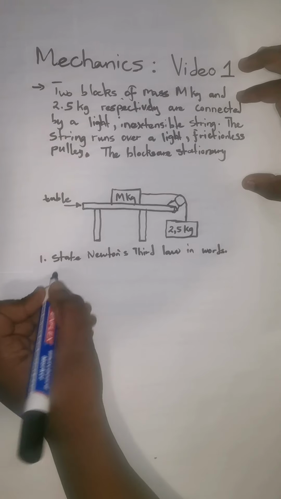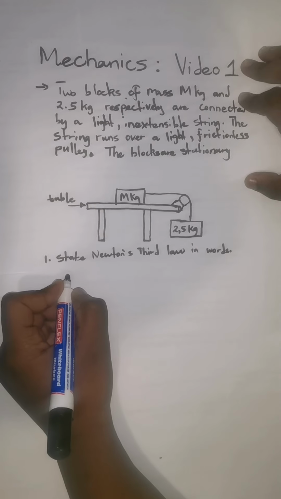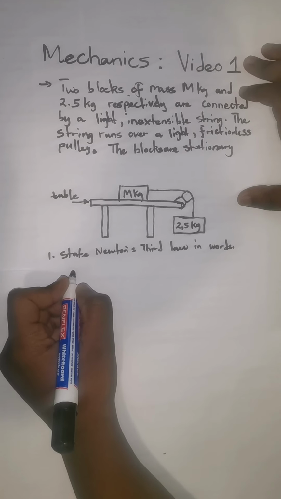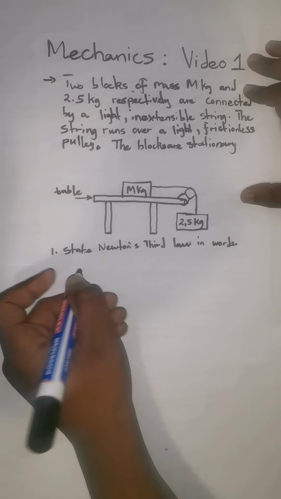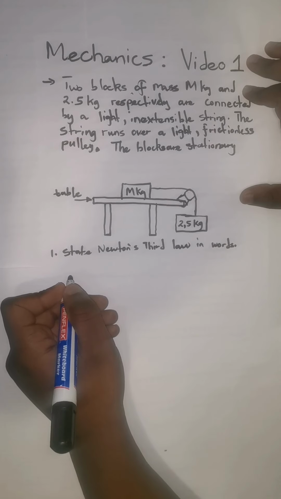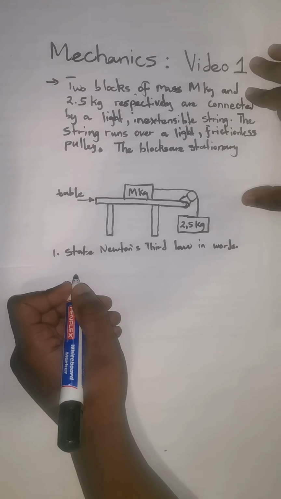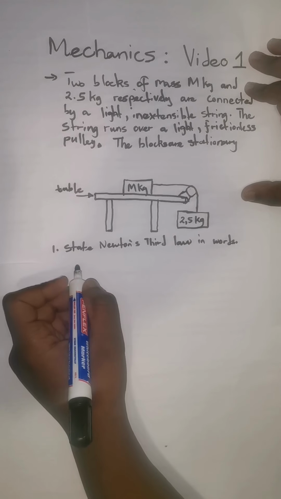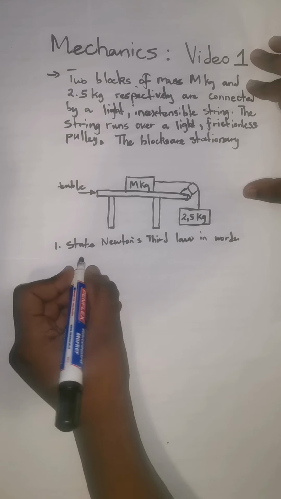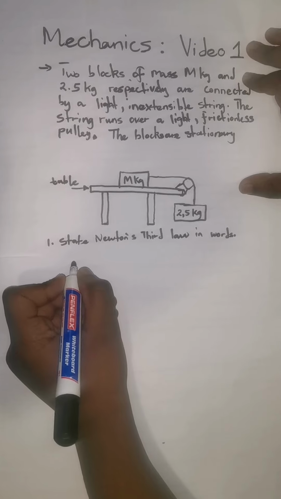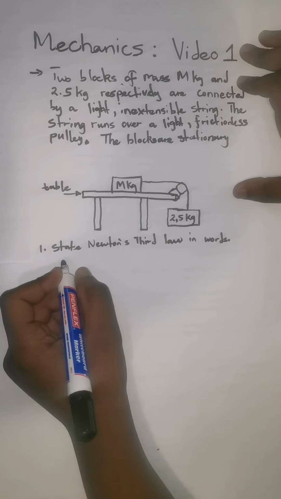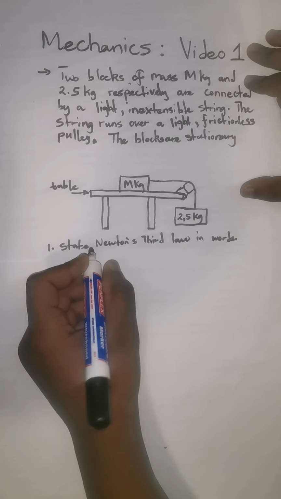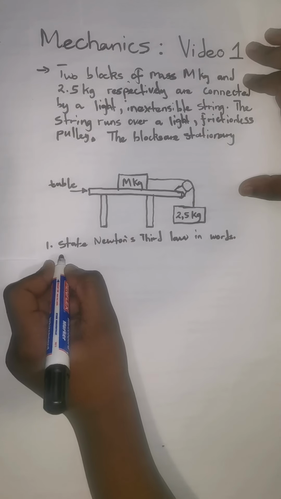Okay, so let's look at our first question. We're told to state Newton's third law in words. Okay, so this is just a theoretical question. This one you can actually memorize over time, yeah. But in application you can even understand it, and you wouldn't have to memorize, but it would come as you understand it. Okay, so we're gonna state it like this.